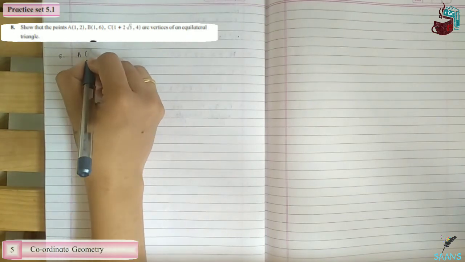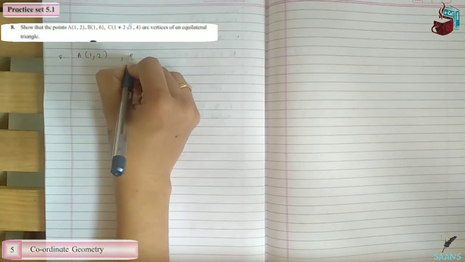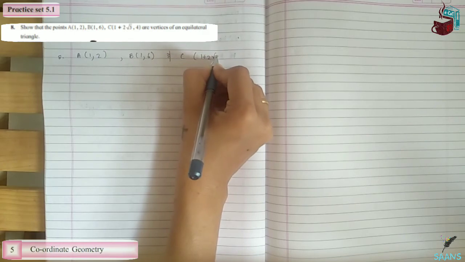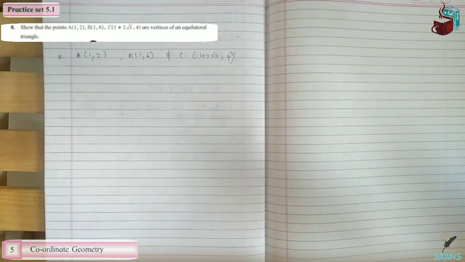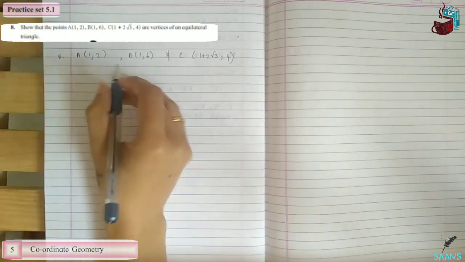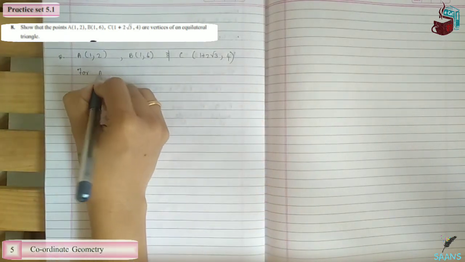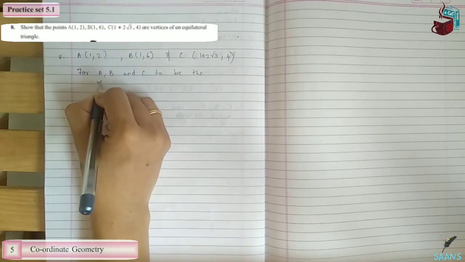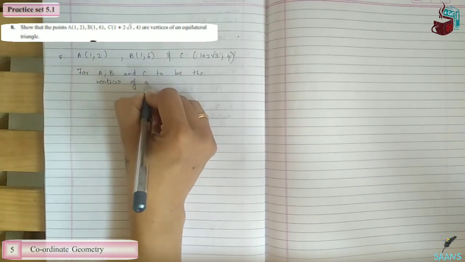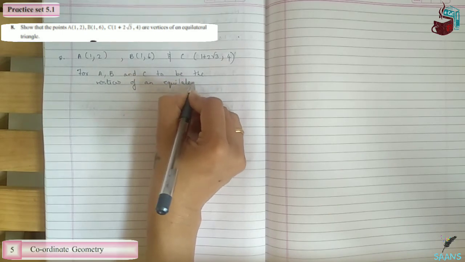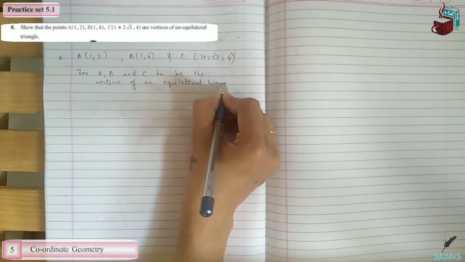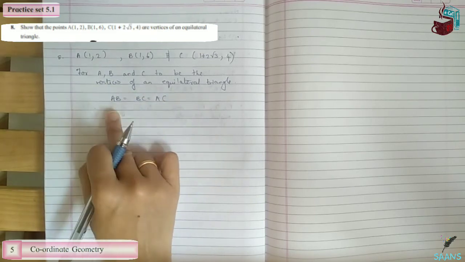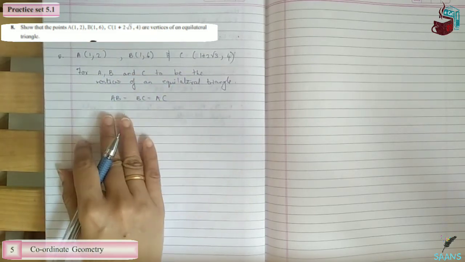A is given as 1 comma 2, B is given as 1 comma 6, and C is given as 1 plus 2 root 3 comma 4. Please don't get scared, as I always tell you all, always pay attention to what you are doing. So for A, B and C to be the vertices of an equilateral triangle, AB is equal to BC is equal to AC. AB has to be equal to BC is equal to AC. They have to be equal.